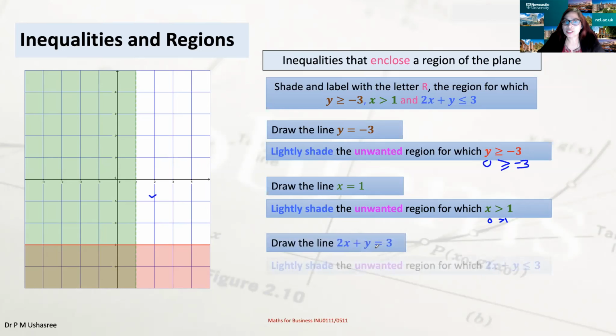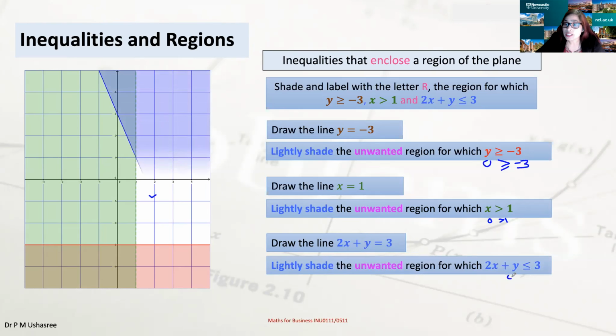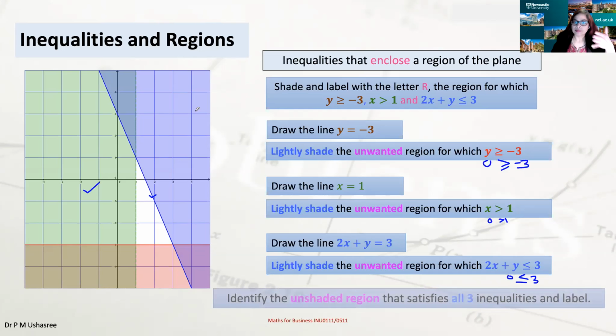Now, again, for this straight line, you shade the unwanted region because here again, 0 is less than or equal to 3. That is true. So this is your true region, but you don't shade this wanted region, you shade the unwanted region. So you are doing it the opposite way now. Then identify the unshaded region. This unshaded region is the region that satisfies all the three inequalities, and then label it.